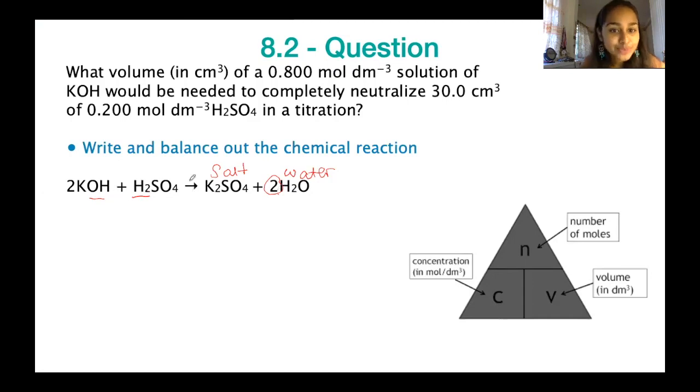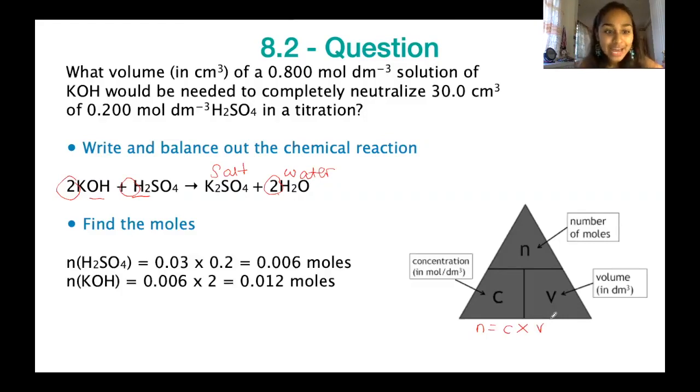Perfect. This is really important because it's worth bearing in mind what your coefficients are for your reactants, because that's going to tell us about the number of moles that are reacting. So that's going to be our next step. We're going to calculate the moles. Since we're talking about solutions, the triangle that I want you to bear in mind is the NCV triangle. So working out the number of moles is always concentration multiplied by volume.